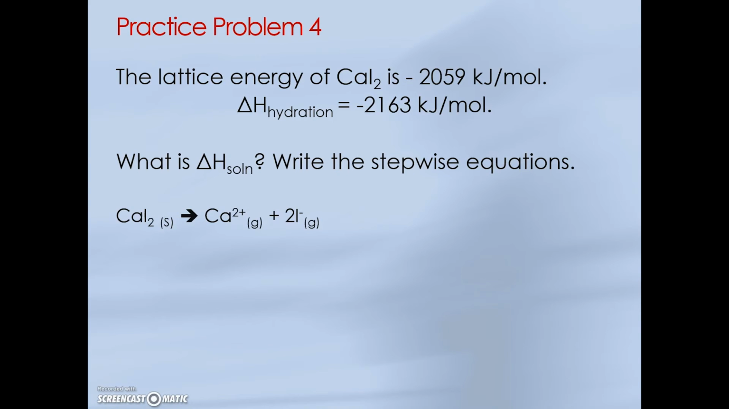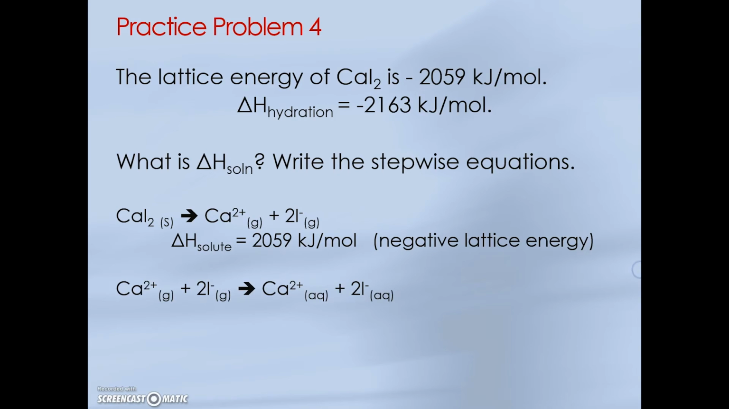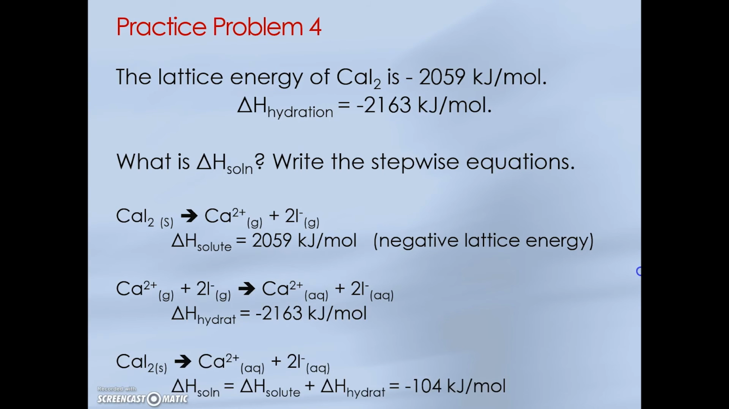So the first thing we do is to write the dissociation of the solid calcium iodide into the ions in gaseous state. And the enthalpy of solute is 2,059 kilojoules per mole. Remember, this is the negative lattice energy, so now we have a positive sign in front of it. Now the gaseous ions become dissolved in water. That's the enthalpy of hydration, negative 2,163 kilojoules. So to calculate the overall enthalpy of solution, we add up the enthalpy of solute and the enthalpy of hydration, resulting in negative 104 kilojoules per mole.